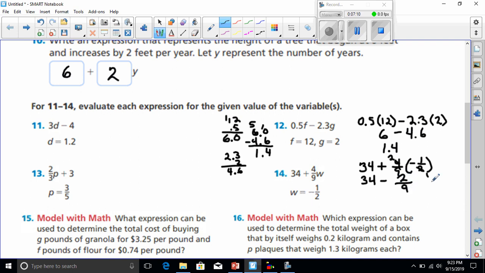All right, so now they're asking us, what is 34 minus 2 over 9? Okay, so now we're going to have to borrow one to make a fraction, because 34 we could say is the same as saying 33 plus 9 over 9, right?